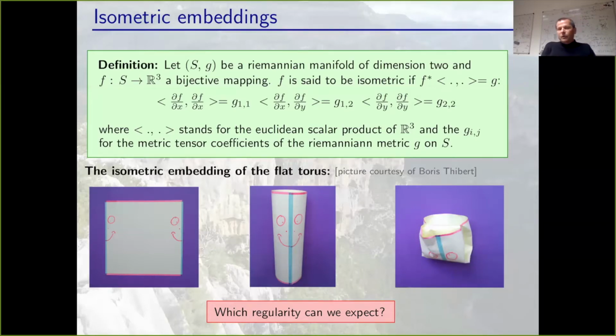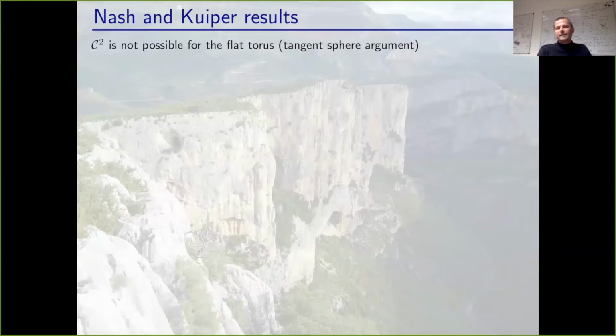Obviously, with this very nice and very difficult experiment, it's possible to do that with a C0 embedding, since you have this bending. But can you do that in a more regular way? This is a very old question which has been raised by Nash and Kuiper. Most of you know this question.